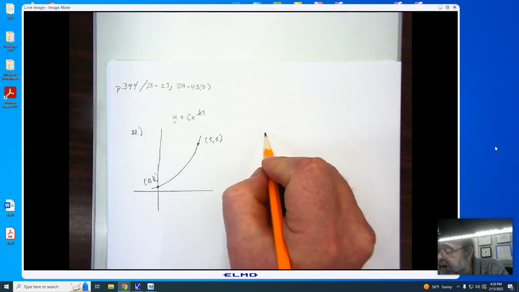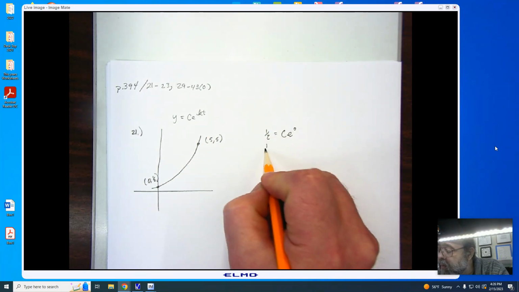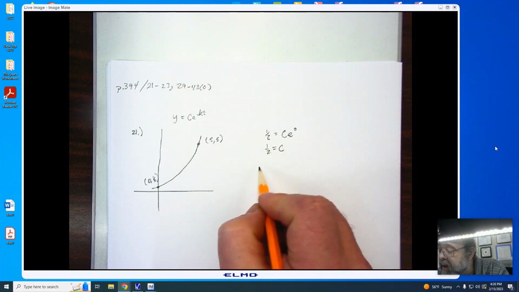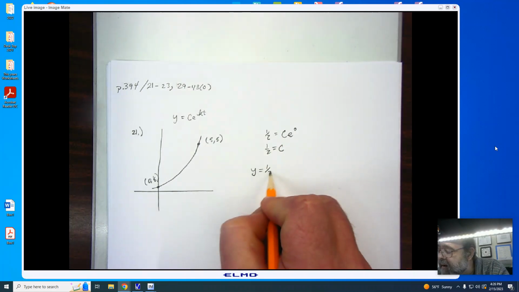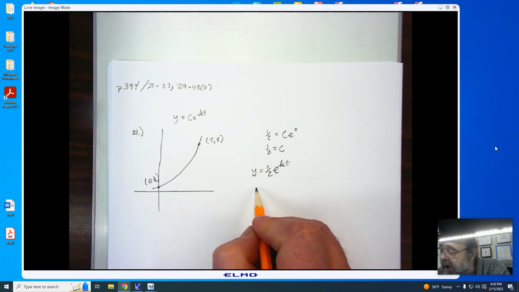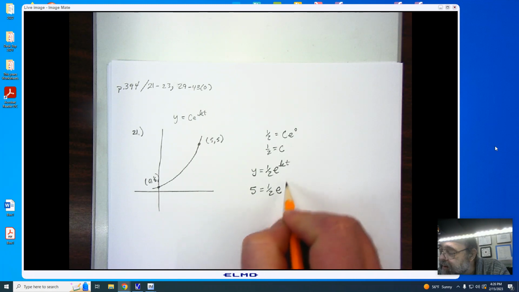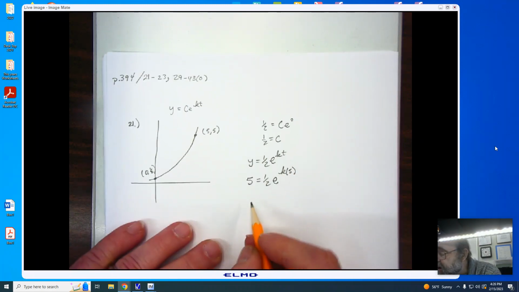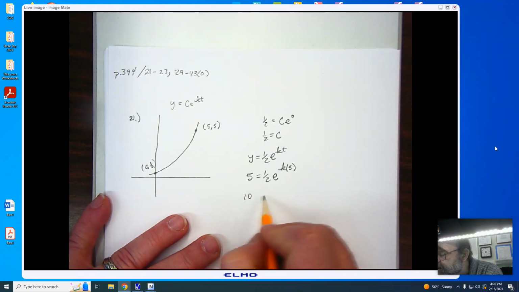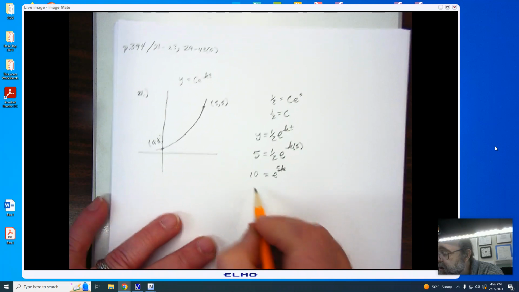Using this equation, if I know I have 1/2 equals ce to the 0 power, 1/2 has to equal c. This gives me y equals 1/2 e to the kt power. And I'm now going to put in the 5 and the 5. 5 equals 1/2 e to the k times 5. And I can now simplify to get 10 equaling e to the 5k.